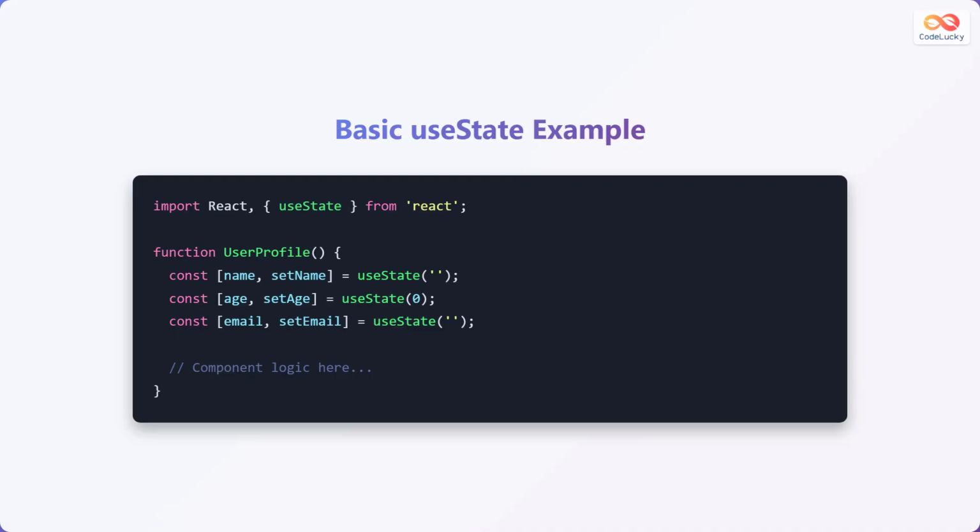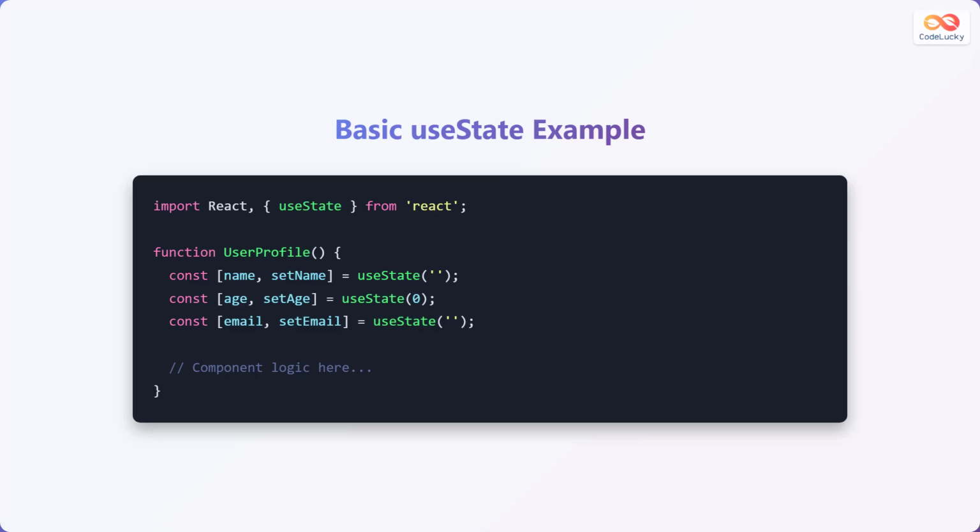Imagine you're building a user profile component. You might need to manage the user's name, age, and email address. With the useState hook, you can declare each of these as separate state variables. Here's how you can do it.